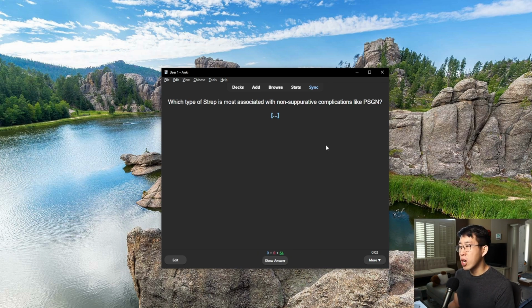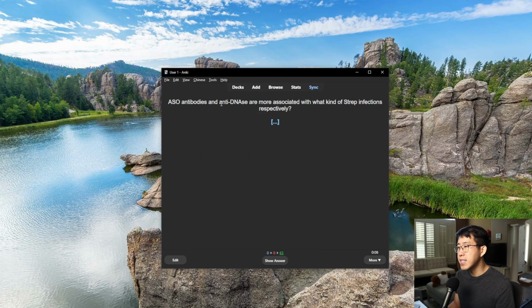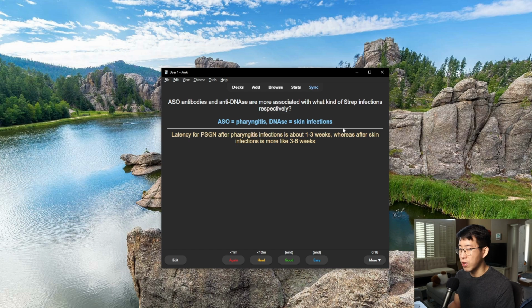What type of strep is most associated with non-suppurative complications like post-strep glomerulonephritis? This is basically just group A strep. And so the two biggest non-suppurative complications are post-strep glomerulonephritis and rheumatic fever. ASO antibodies and anti-DNase are more associated with what kind of strep infections respectively? So ASO is going to be more for strep pharyngitis, and anti-DNase is going to be more for strep skin infections. So this is a very small point that might come in handy.